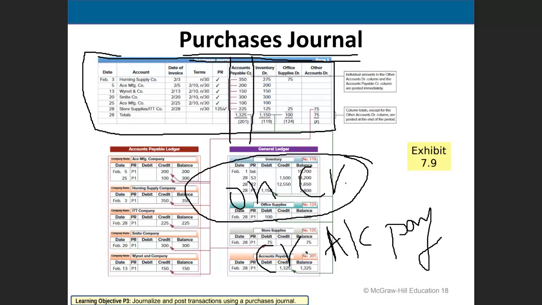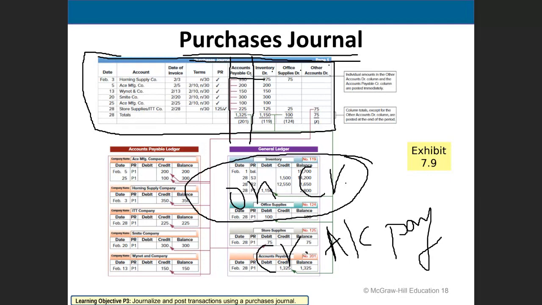They have a purchases journal and they credit accounts payable here. They just enter the number and they debit the other account, whether it's inventory, office supplies, or another account. It's like a table and you just fill the table.